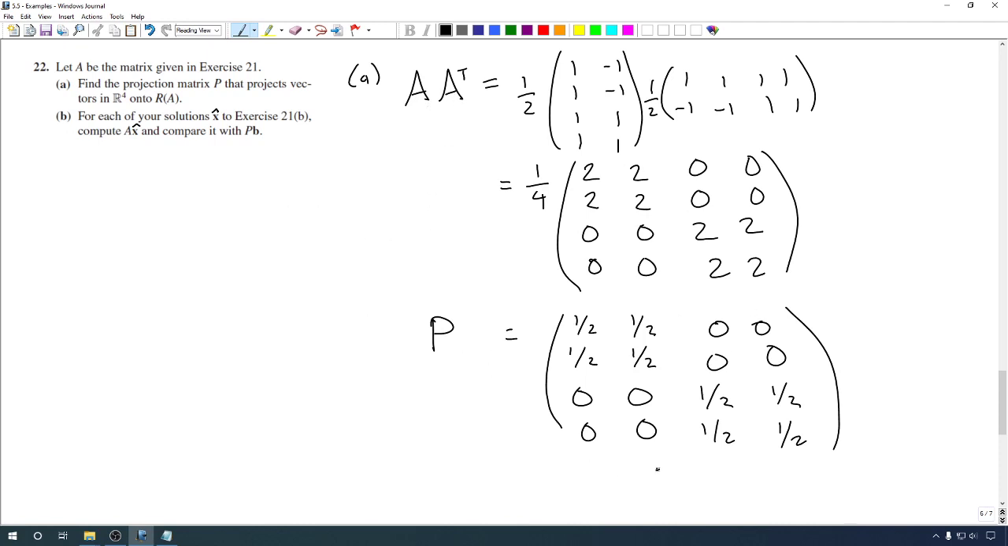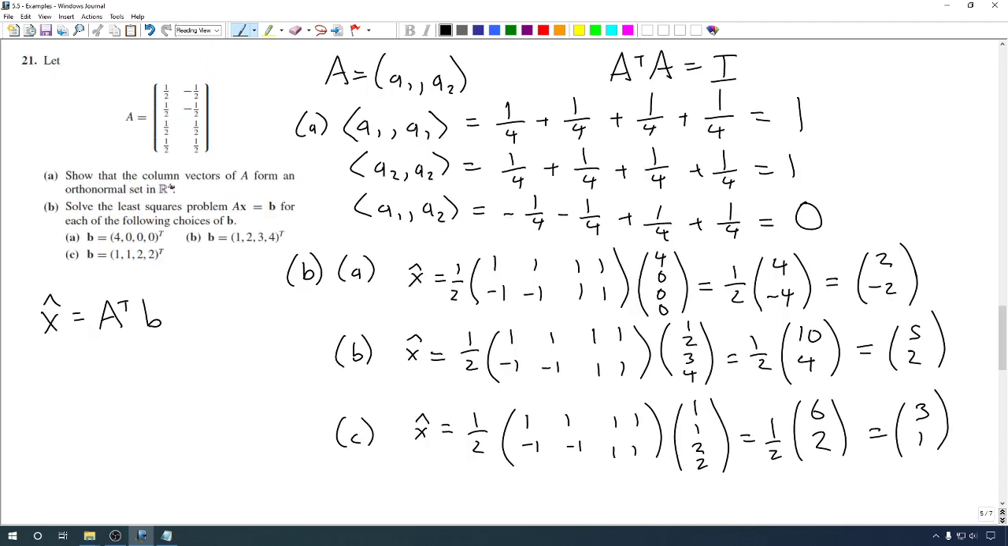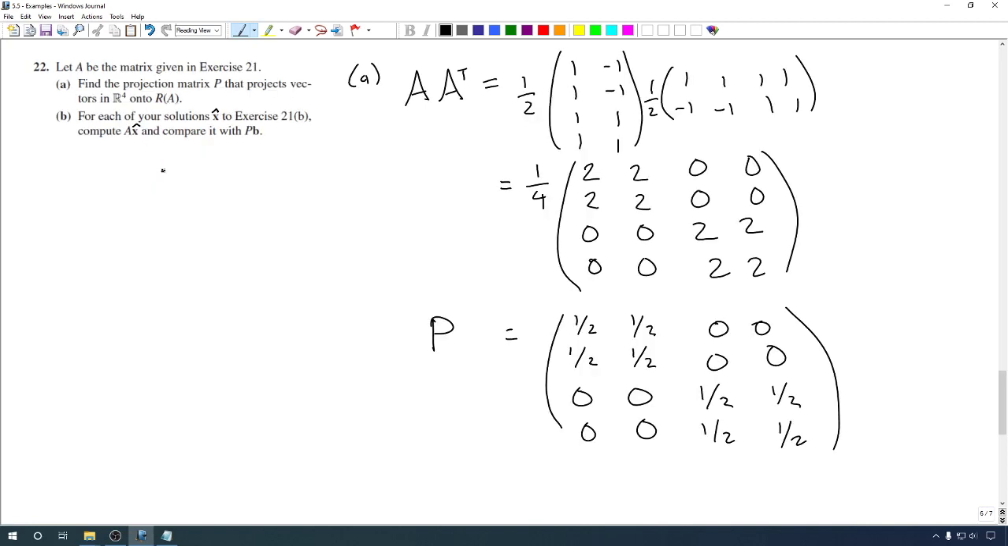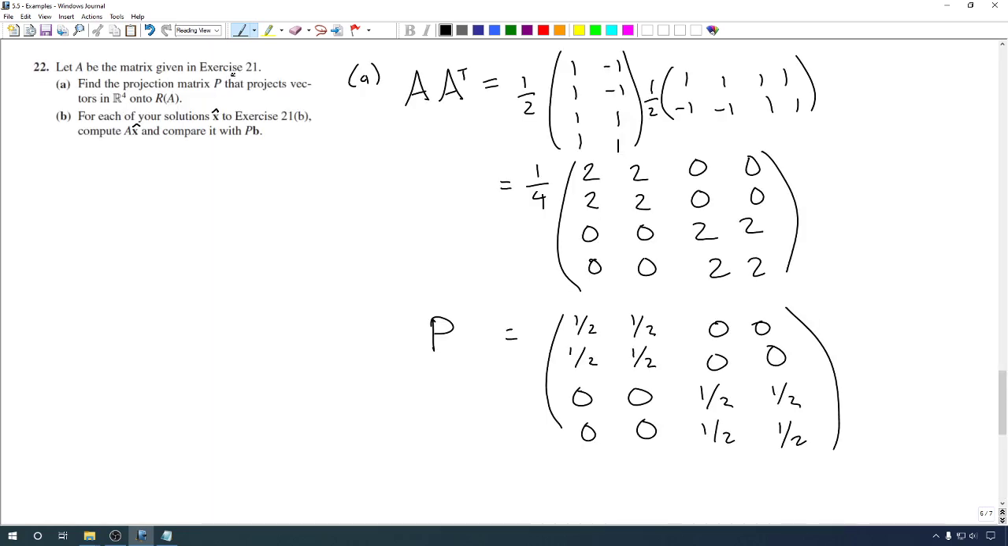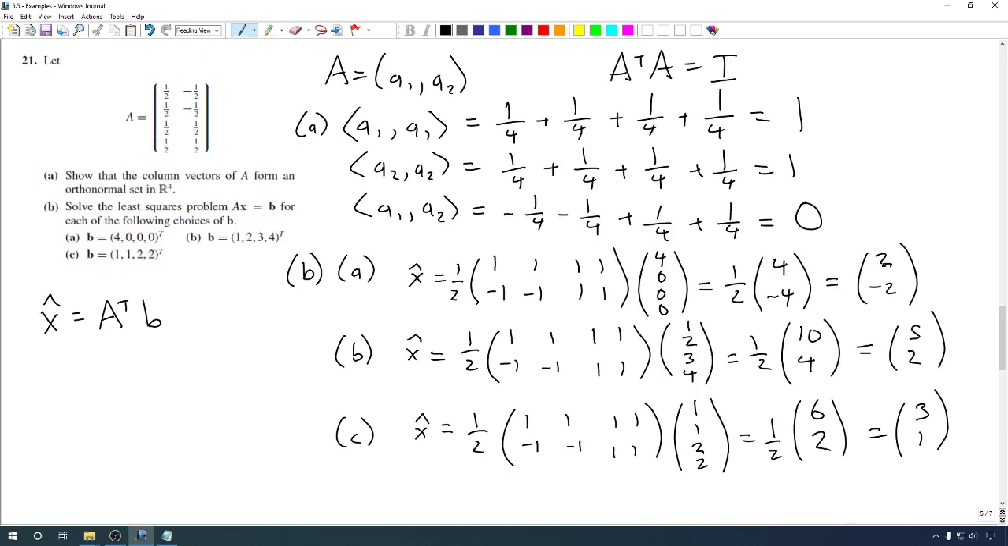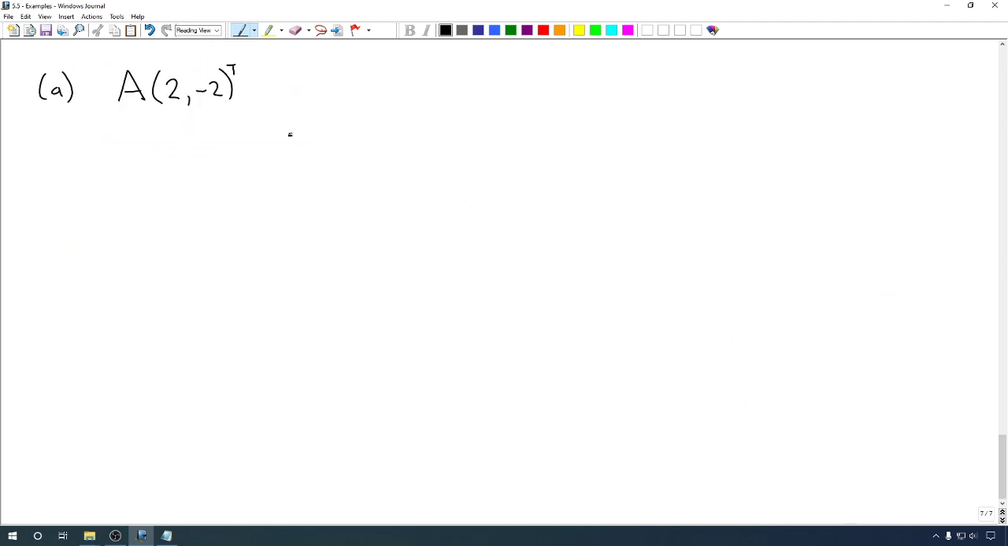We're going to take this matrix P, and we're going to multiply it by the B's that we had before. So specifically, these B's that we have here are going to be multiplied by P, and these x hats are going to be multiplied by A. So technically, part A, we have A times the vector 2, -2. Remember, that was our vector that we had here, 2, -2.